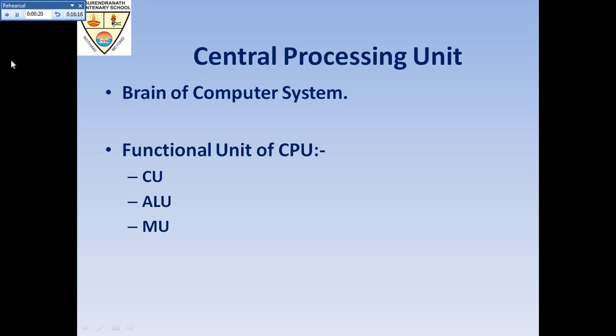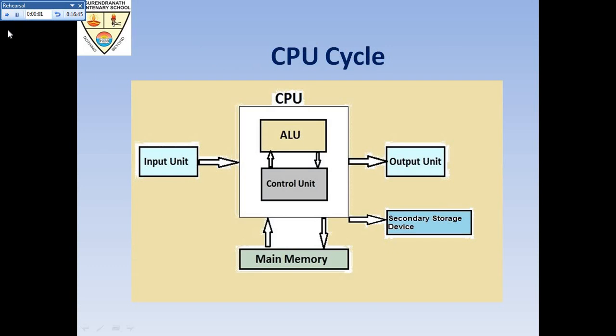Now, how it works, we will talk about it, but before that we need to understand what the different functional units, the different technical parts of a CPU, are, which work at all times to do everything we are requesting. They are CU, ALU and MU: control unit, arithmetic logic unit and memory unit. Now you must be wondering how they are working, so let's go to the next slide.